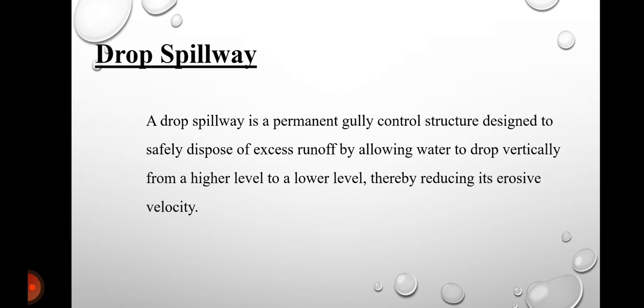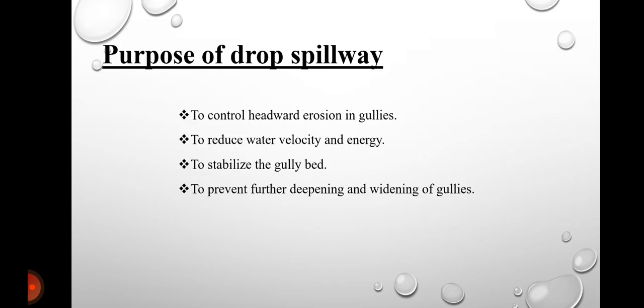its erosive velocity. So now let's move on to the purpose of the drop spillway, and in that there are main components. First is inlet, which collects and directs the runoff into the structure, and the drop section allows water to descend from the higher level. Energy dissipation basin reduces the energy and velocity of flowing water, and at last outlet safely releases water downstream.